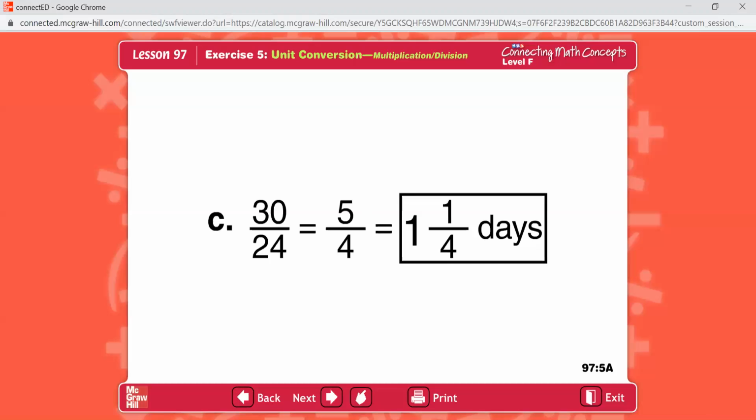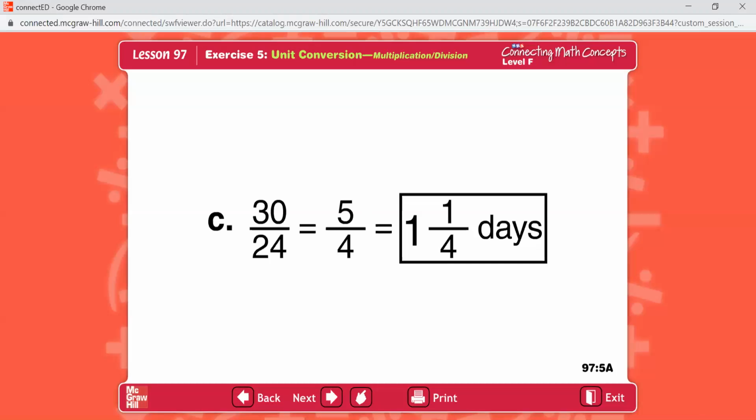Problem E, change 14 feet into inches. Pause the video now to work. You should have worked the problem 14 times 12 equaling 168 inches. Now please find part 3 in your textbook.